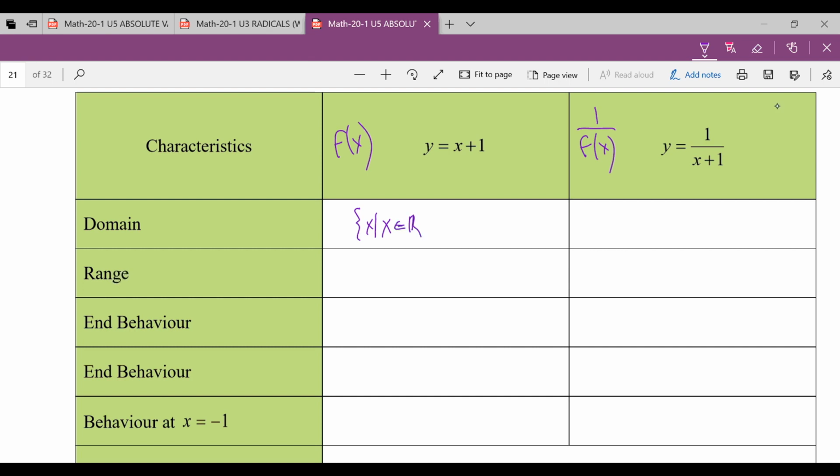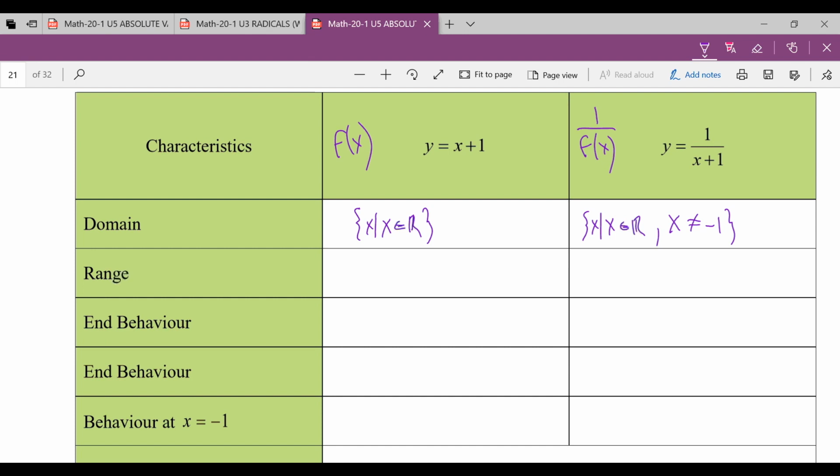No restriction on x. But the reciprocal of f of x, 1 over f of x, would be values of x that are members of the reals, but x may not equal -1. Because -1 would make the denominator 0, and 0 would make 1 over f of x indeterminate.